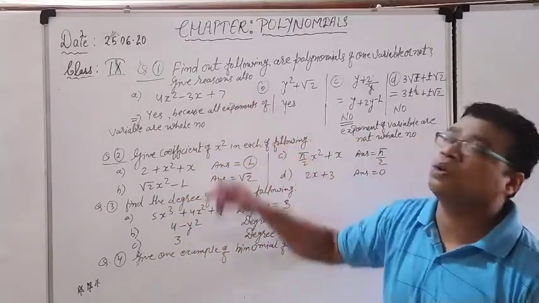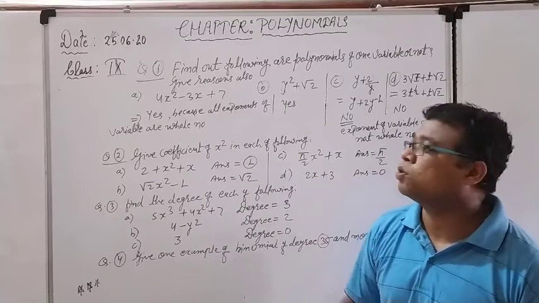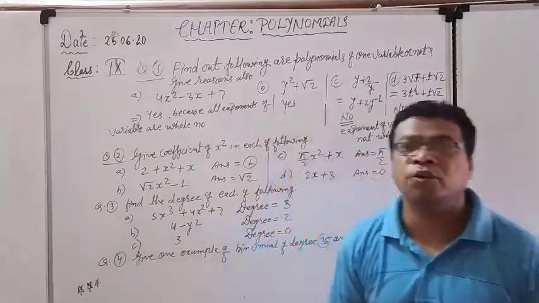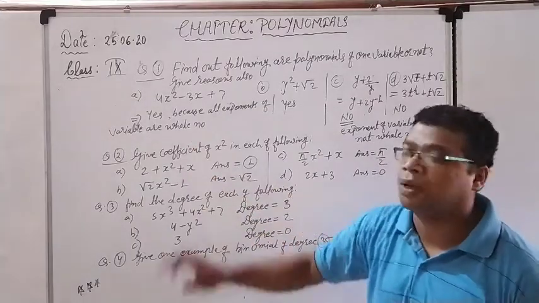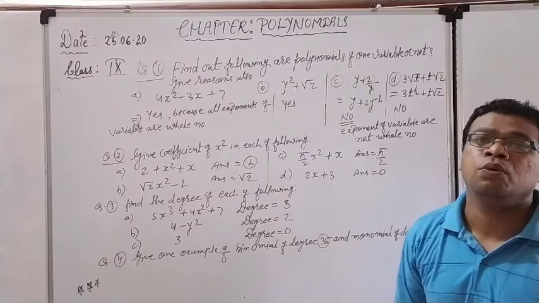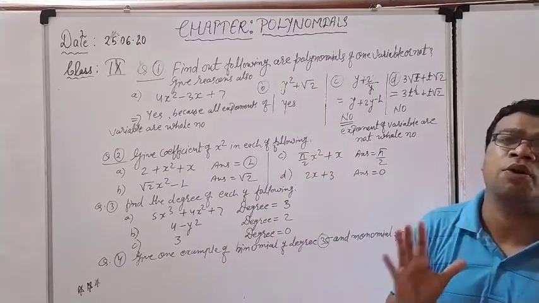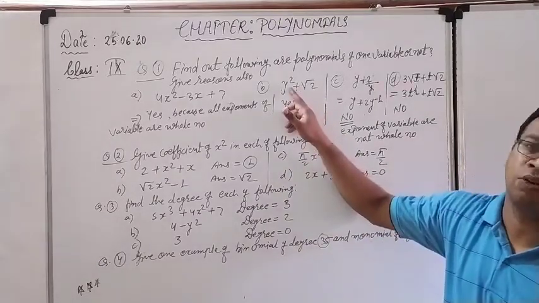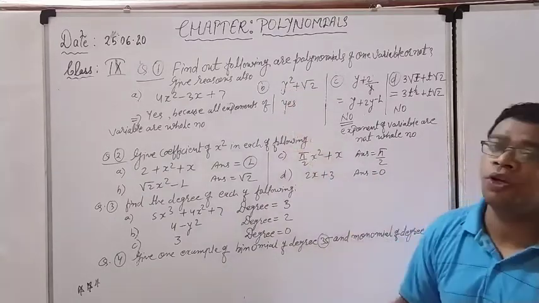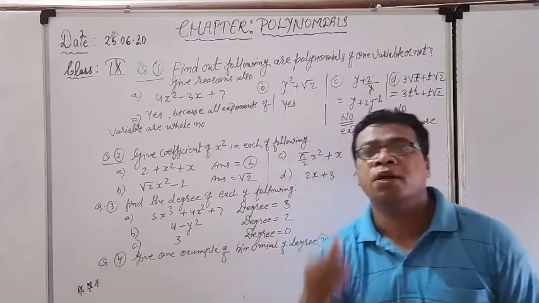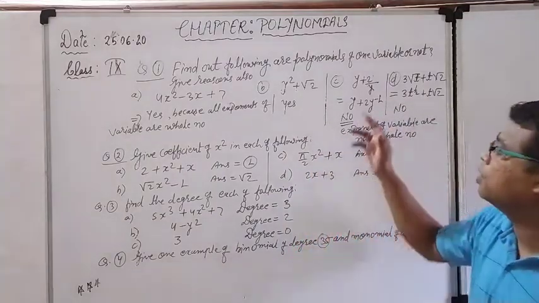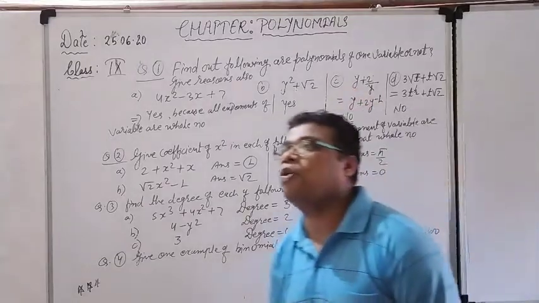We have to give the reason also, why this is a polynomial: because all the exponents of the variable in the different terms are whole numbers. Right now see the second, y square plus root 2. This root 2 is meaningless for us. We only have to see y square. What is the power? 2, that is a whole number. So again it is a polynomial because the power of the variable is a whole number. Right now see the third question, y plus 2 upon y.